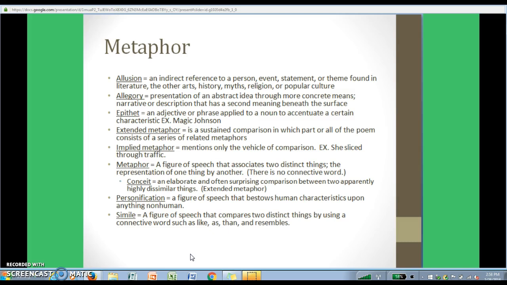Therefore, there are many different literary devices that are housed underneath the overarching term of metaphor. These include allusions, allegories, epithets, extended metaphor, implied metaphor, good old-fashioned metaphor, conceit, personification, and simile. All of these are metaphorical in nature because they are comparative in nature. Therefore, every simile is metaphorical, but not every metaphor is a simile. Now, let's focus on conceit, because that's the one we are interested in for Hamlet and our sonnets.